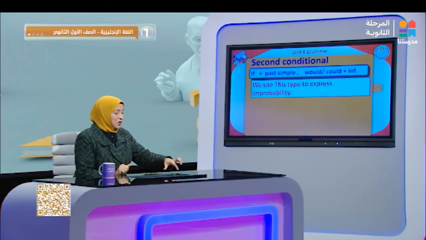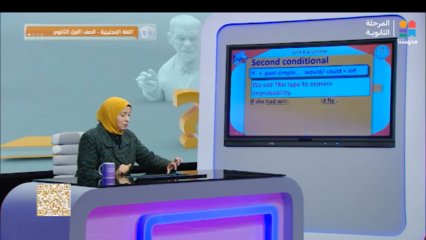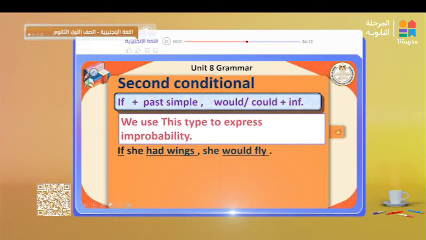Okay? نبص كده للإكزامبل معانا. If she had wings she would fly. Of course it's impossible for her to have wings and to fly, so we use if type 2, past and would. If she had wings, she would fly.